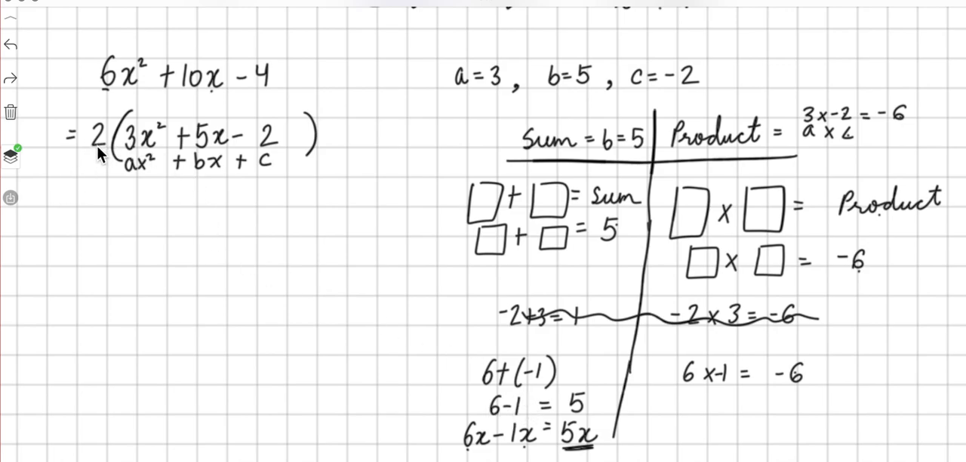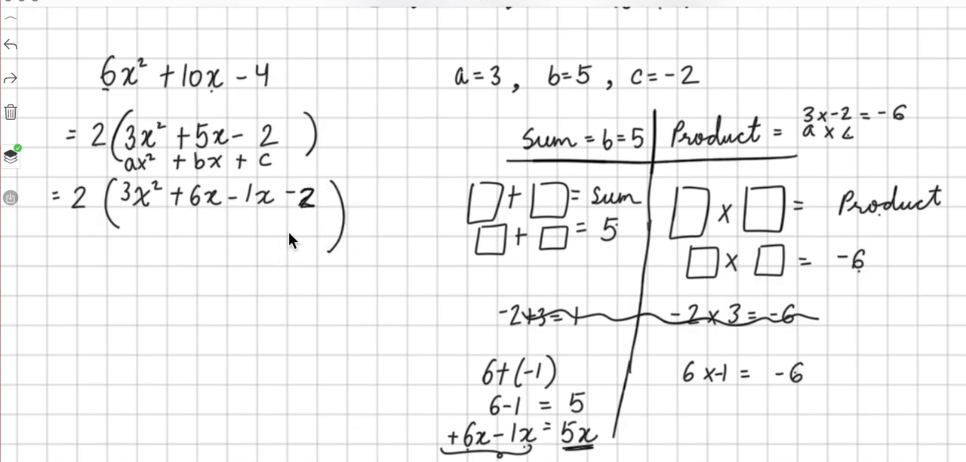So let's see. This 2 here, which is the common factor, stays the same. And then in the brackets, the first 3x squared stays the same, and the negative 2 stays the same. So instead of writing the positive 5x, we can write positive 6x minus 1x, because that's the same thing. Positive 6x minus 1x will be positive 5x. So it's going to be positive 6x minus the 1x. That's the 2 here.